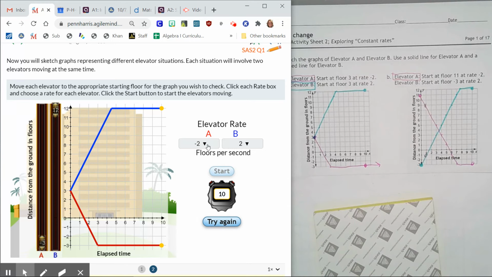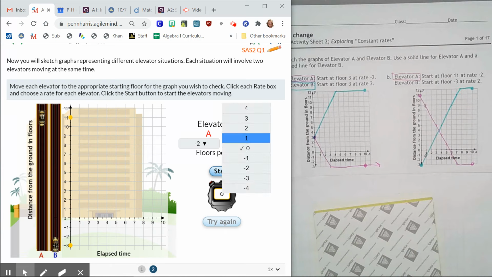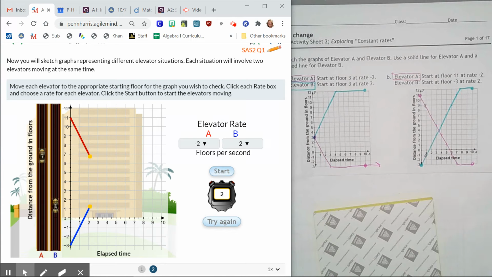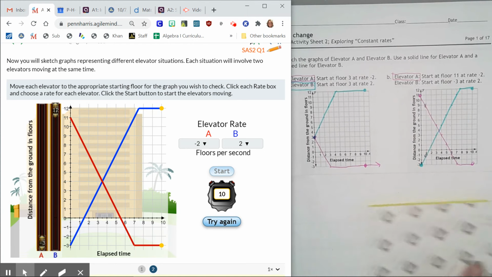So elevator A is going to start up at floor 11, and elevator B is going to start all the way at the bottom at -3. Elevator A moves at a rate of -2 floors per second, and elevator B moves at a rate of +2. And let's see if our graph looked like that. Great, it did. Perfect. I'm so smart.